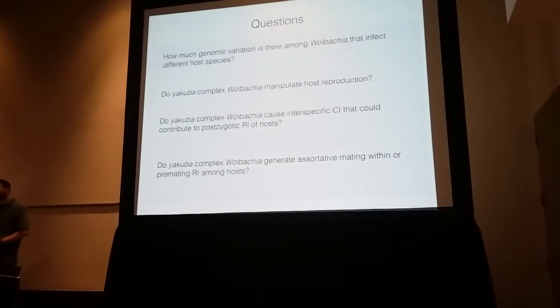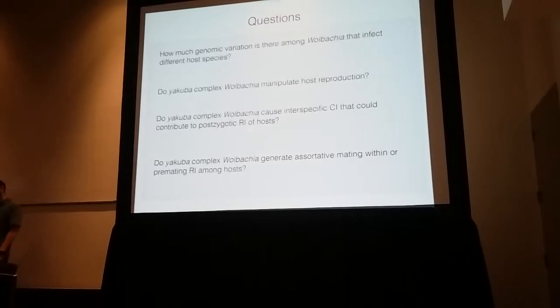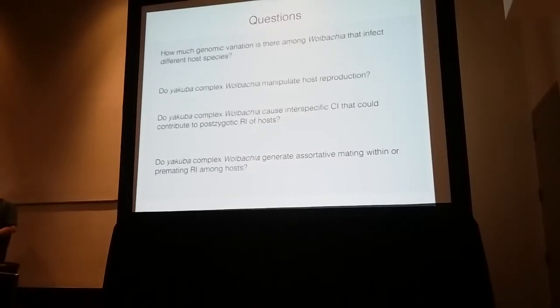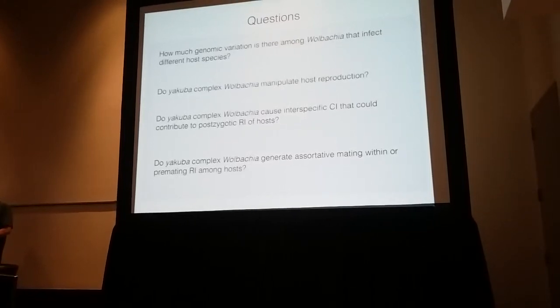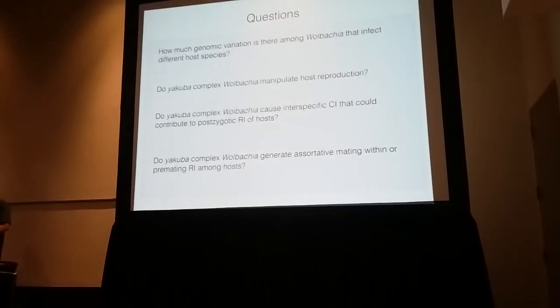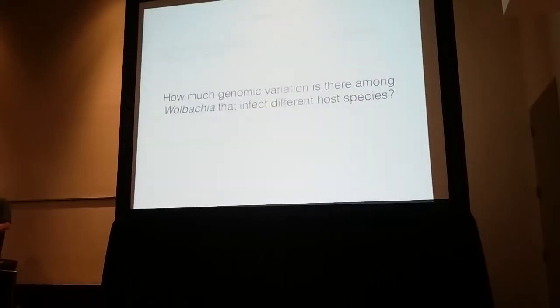And so the questions we had are: how much genomic variation is there for Wolbachia in this group? What do they do to the host? If they cause CI, that cytoplasmic incompatibility effect, do they cause interspecific CI that could contribute to post-zygotic isolation? And do they have any effects on mating within or between species?